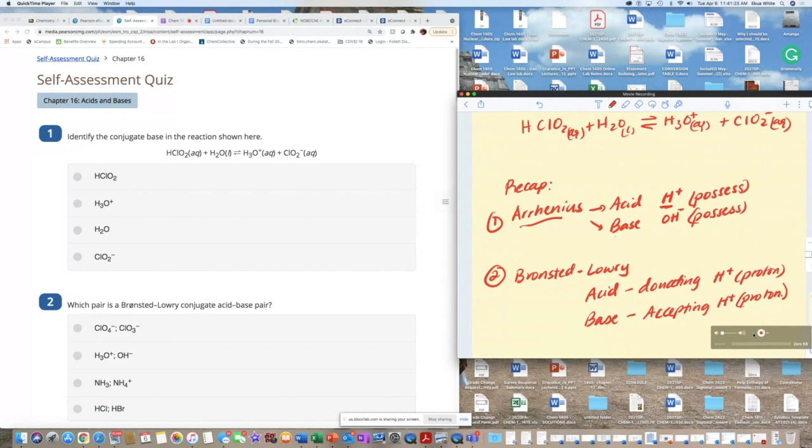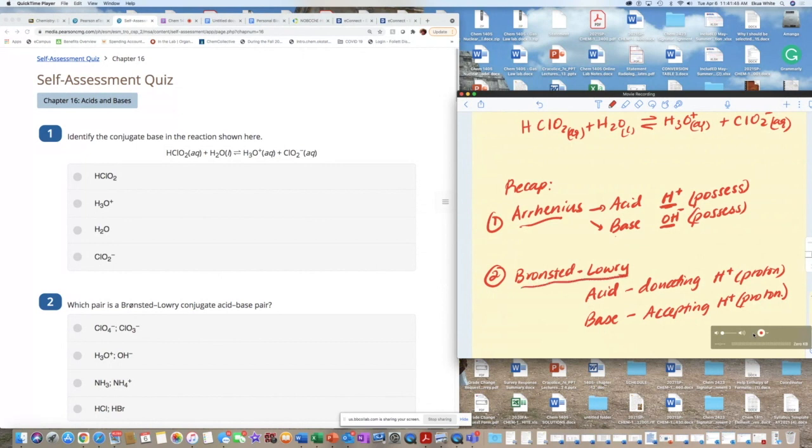So if you're looking at an Arrhenius acid, you should see an H plus somewhere in the formula. If you're looking at an Arrhenius base, you should see OH somewhere in the formula. If you don't see that, they can't really be an Arrhenius acid or base, right? Because they have to contain the acid ion and the base ion.